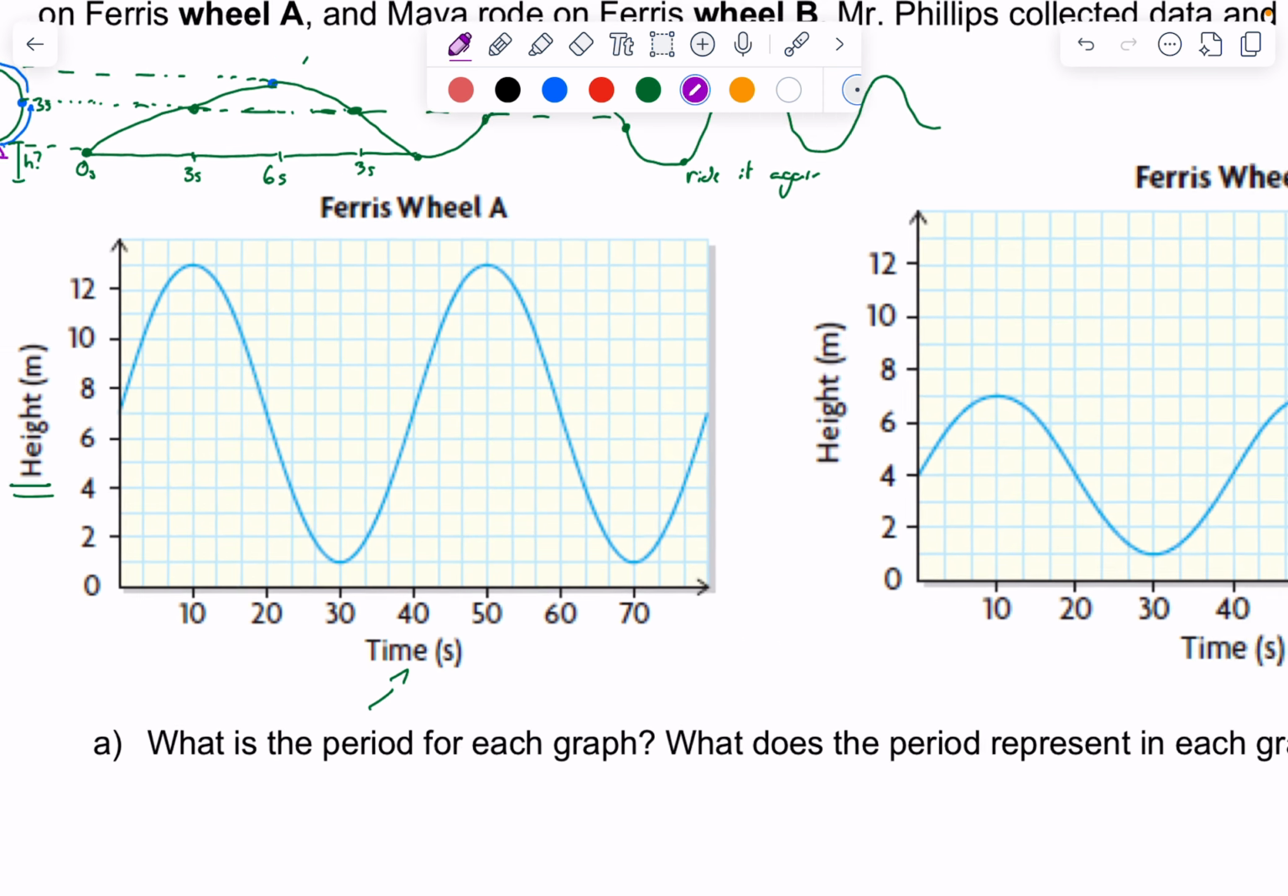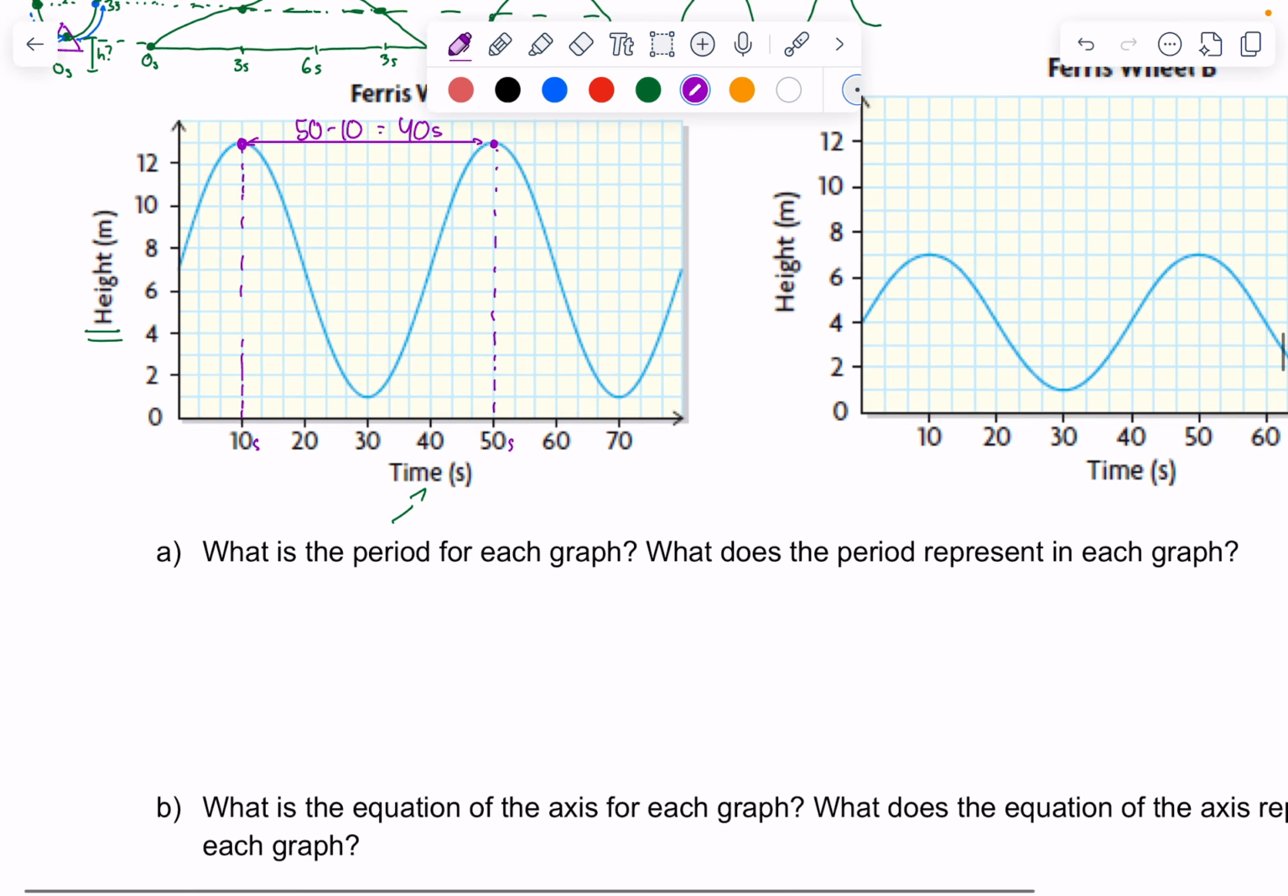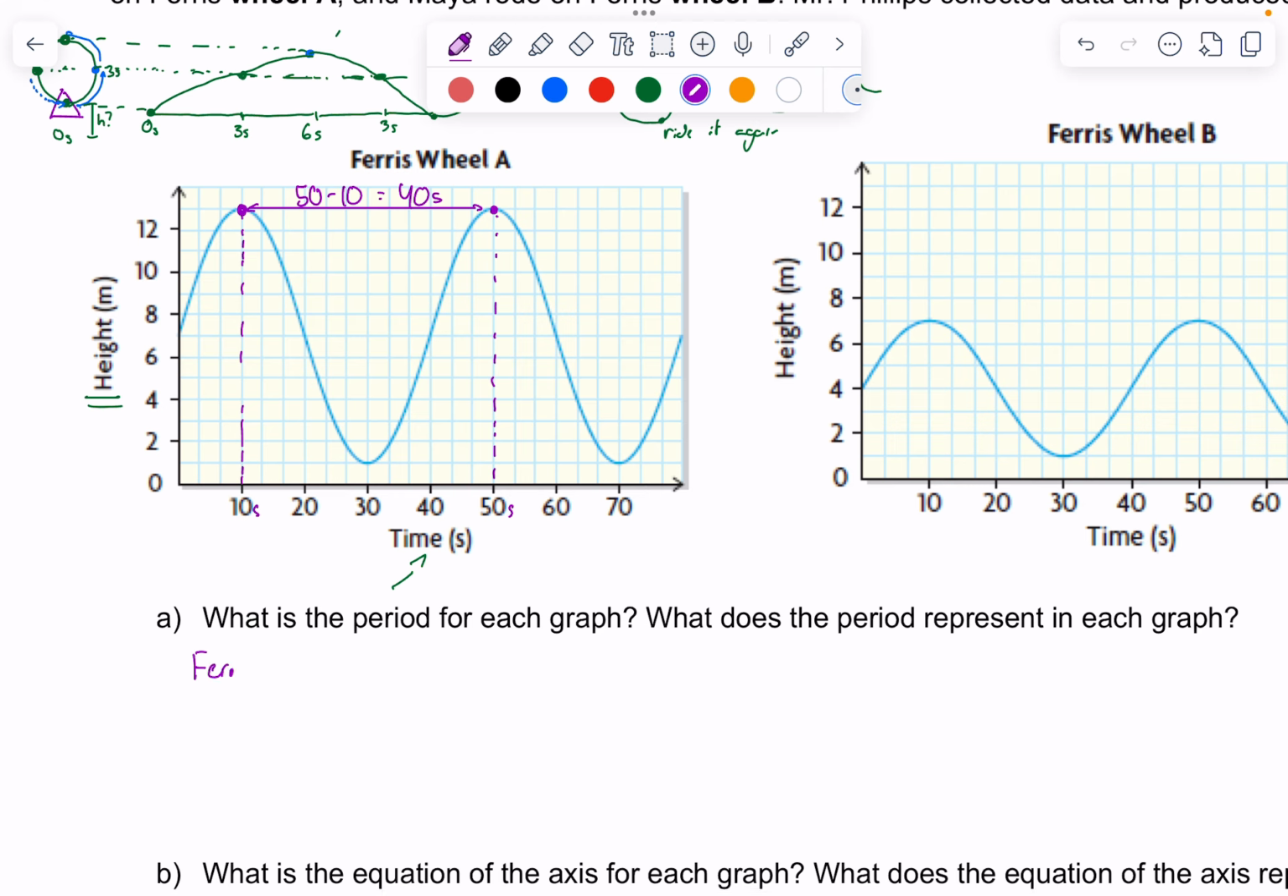But in this one, you can see that the peak right here falls nicely on a dotted line, right? Like I can look and I can say, oh, okay, so there's the peak, that's at 10 seconds. And then I have my other peak right here, and that's at a value of 50 seconds. So how far apart are these two right here? Well, that is 50 minus 10, so that gives us a value of 40 seconds. They are 40 seconds apart from each other. So Ferris wheel A, well, its period is then 40 seconds.